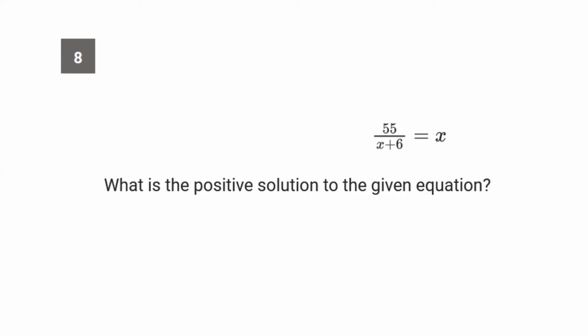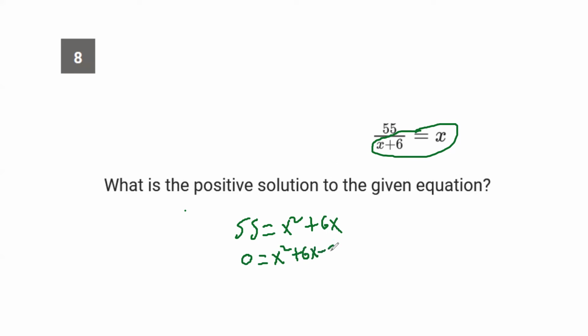What is the positive solution to the given equation? Again, it's far to the right. I don't know why, but that's how they formatted it. So we're going to do, you're going to cross multiply here, right? And then you'll get 55 equals x squared plus 6x. And then you're going to subtract, and you'll get 0 equals x squared plus 6x minus 55. And then again, you factor, right?